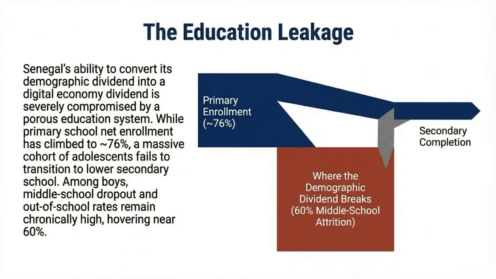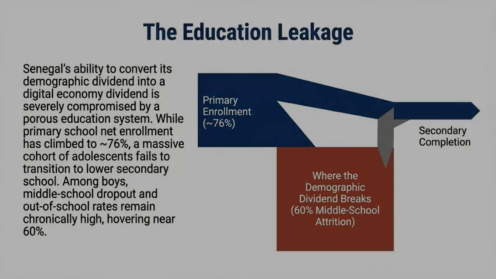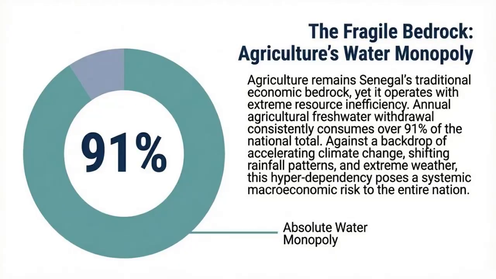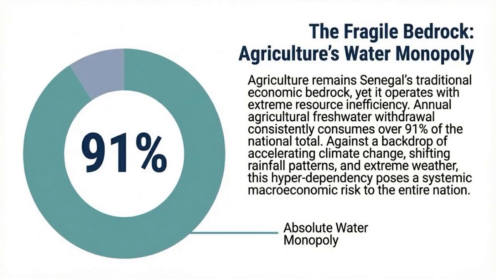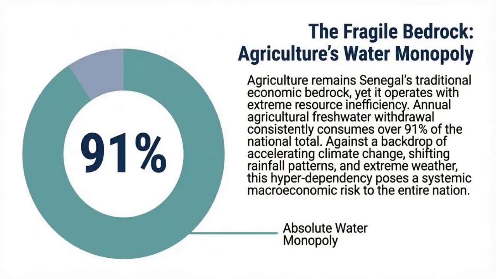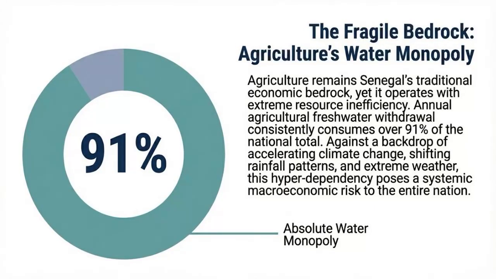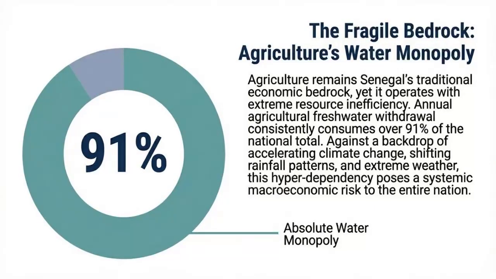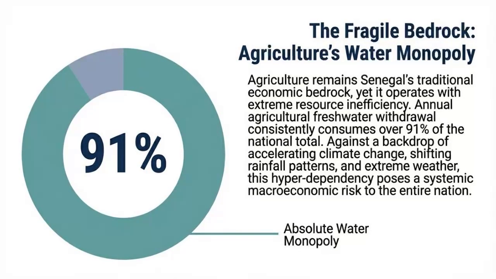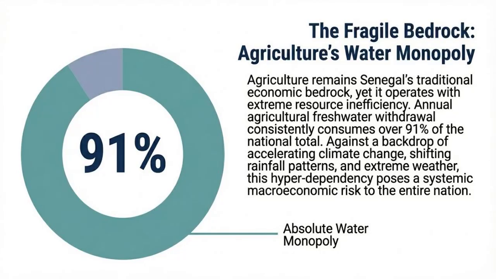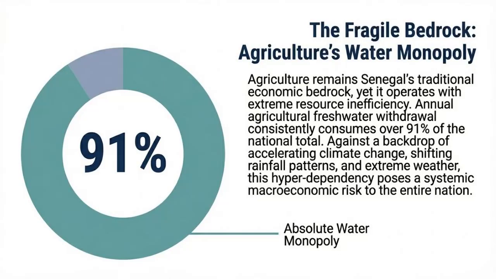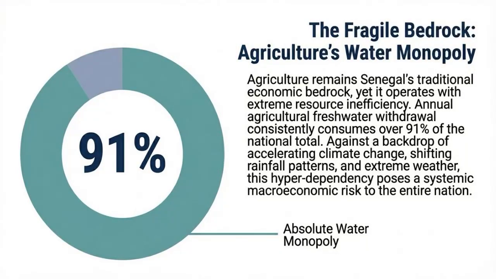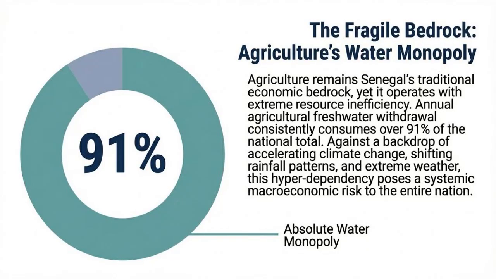Which perfectly transitions into the next structural fragility identified on slide 9, the agricultural sector. Yes, agriculture is Senegal's traditional economic pillar, employing a massive portion of the population, yet it is wildly inefficient. The visual required for this section is a minimalist donut chart. The instructions ask for 91% of the ring to be filled in a dark, stark teal color. Leaving only a tiny 9% sliver in gray. And that 91% represents the agricultural sector's share of the nation's total freshwater withdrawals. It's massive. Farming is essentially running a monopoly on the country's water supply.